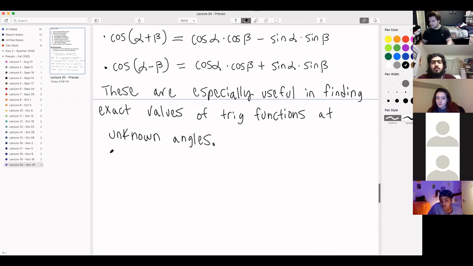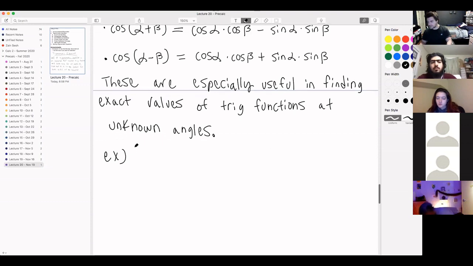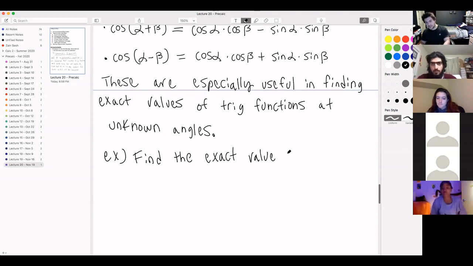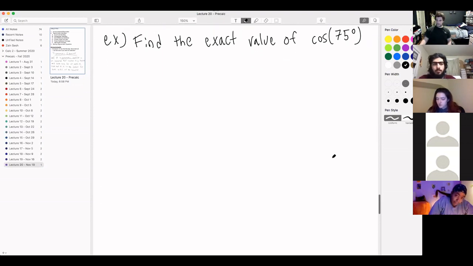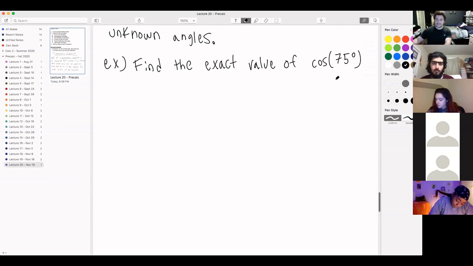And here is a very nice example. All right, so this is actually quite nice. Find the exact value of cosine of 75 degrees. Firstly, 75 is not on our trig table. And moreover, 75 does not make a reference angle that's on our trig table. So we can't use previous methods to get at this value.